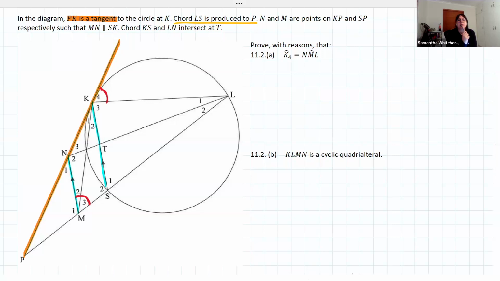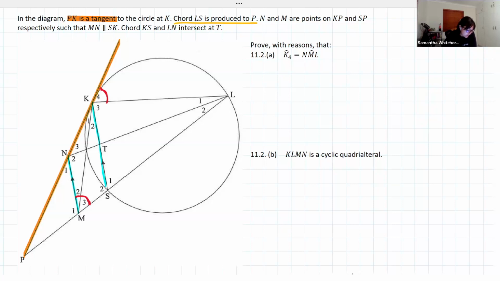Okay. So the thing that we need to be mindful of here is the fact that I can't immediately just say that they're equal. There is no geometric reason that tells me straight away that K4 is equal to NML. So now I have to start looking at what angles are equal to K4 and what angles are equal to NML. You can start wherever you want, it doesn't matter.